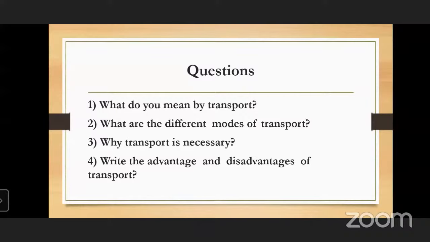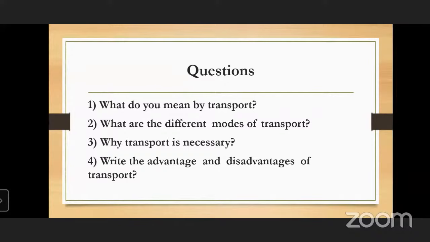Second question. What are the different modes of transport? Bus, truck. We have seen 5 ways: roadways, waterways, railways, airways, and fifth is pipelines. We have not seen pipelines, but pipelines is also a main mode of transport.